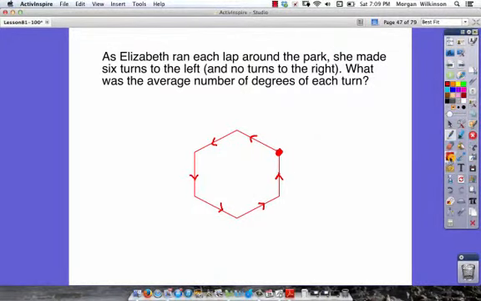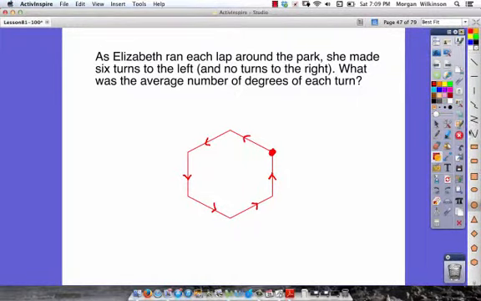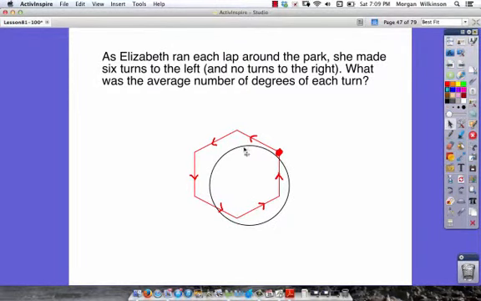We know that if we were to draw a circle on the inside of this picture and connect it to the outside, we'd have a total of 360 degrees that she traveled. Now, she traveled 360 degrees total because she started and finished at the same spot.